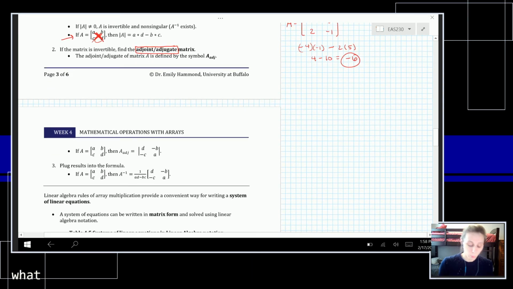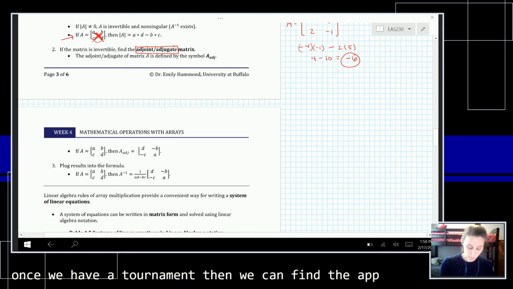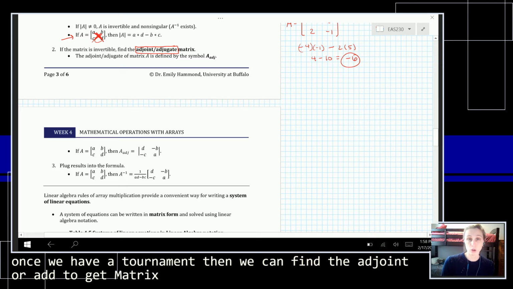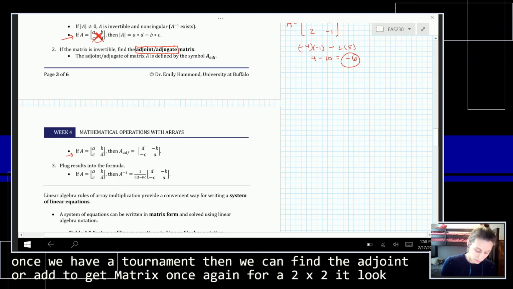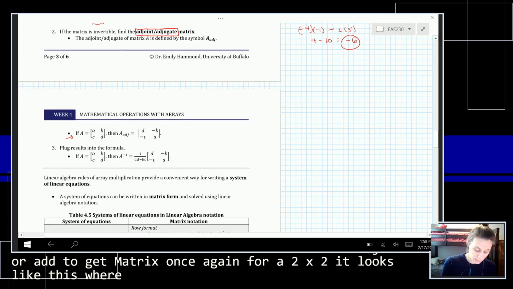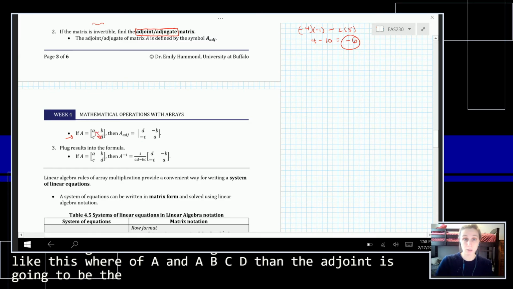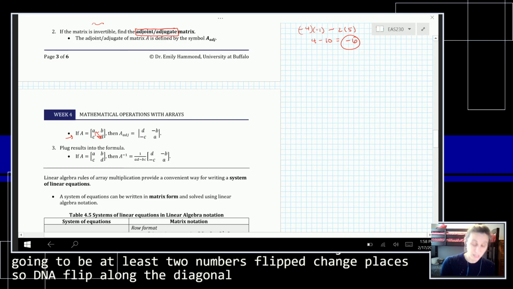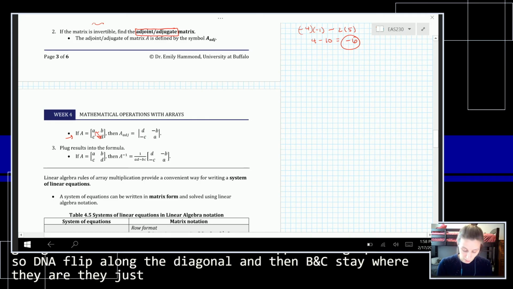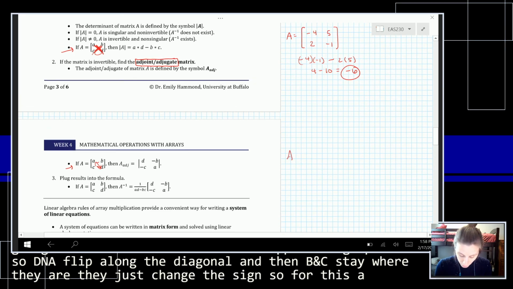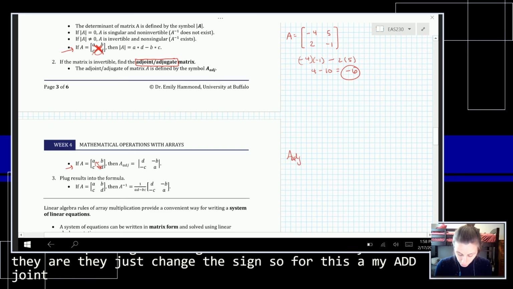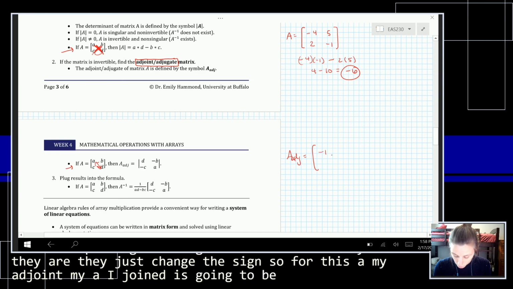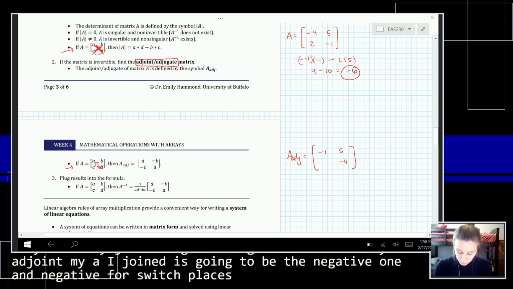Once we have the determinant, then we can find the adjoint or adjugate matrix. Once again, for a 2 by 2, if A is A, B, C, D, then the adjoint is going to have these 2 numbers flipped, exchange places, so D and A swap along the diagonal, and then B and C stay where they are, they just change sign. So for this A, the adjoint is going to have the -1 and -4 switch places, and then 5 and 2 change sign.